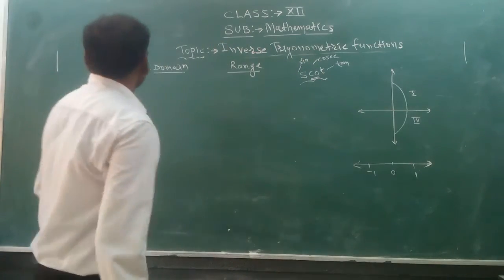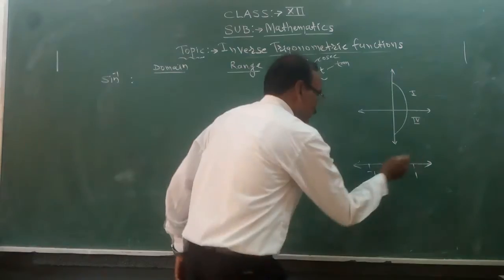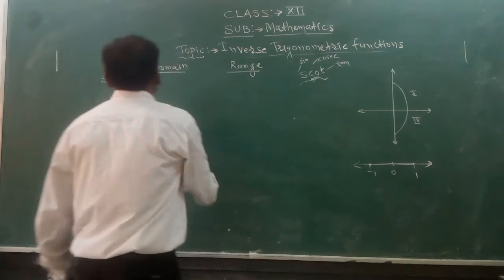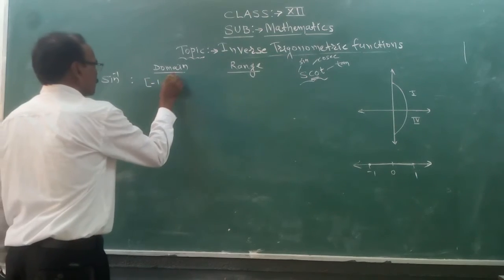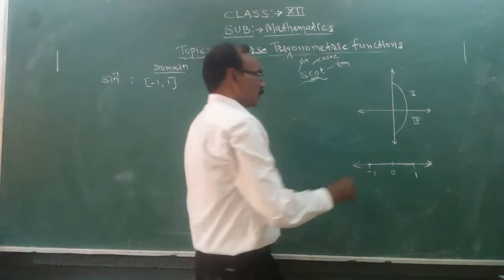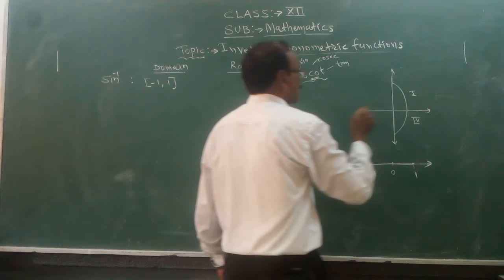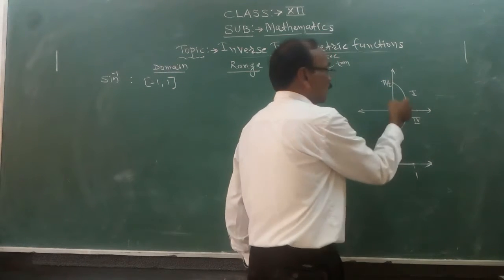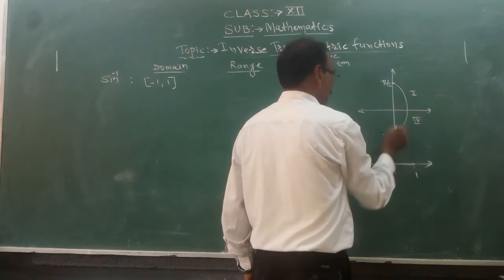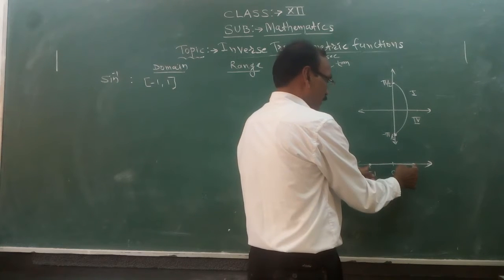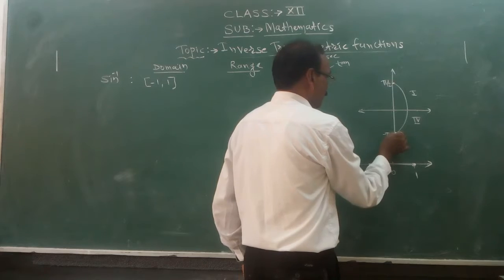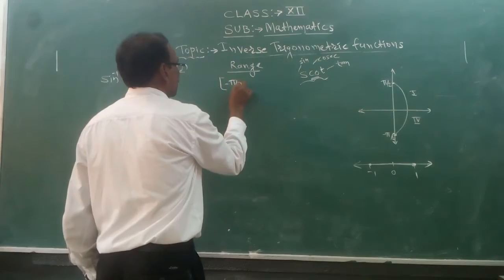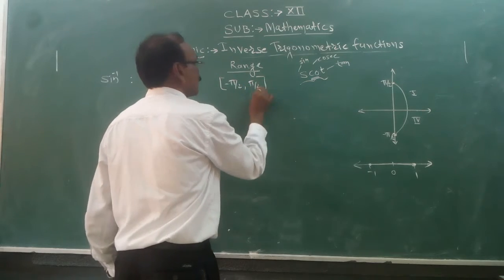The domain of the sine inverse function is minus 1 to 1, a closed interval, including all these values. And the range of the sine inverse function is from minus pi by 2 to pi by 2. First and fourth quadrant, so make dark circles at minus pi by 2 and pi by 2: minus pi by 2 to pi by 2.